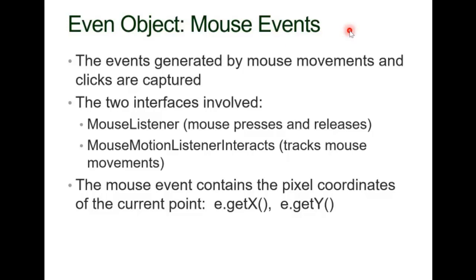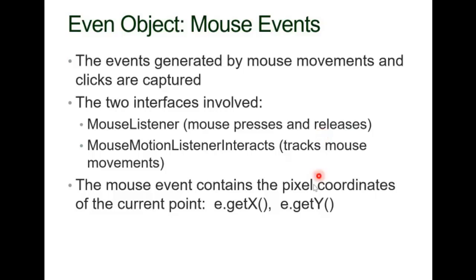Now comes the mouse event. In the event object they use the mouse event, and the events generated by mouse movements and clicks are captured. Either you move the mouse, and an event can be triggered to get an output or call functions, or you can click. Two interfaces are involved in that case. One is MouseListener, which handles pressing and releasing the mouse. Another is MouseMotionListener, which basically tracks mouse movement when you move the mouse.